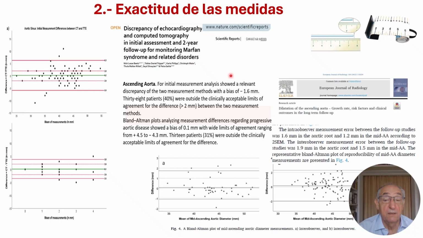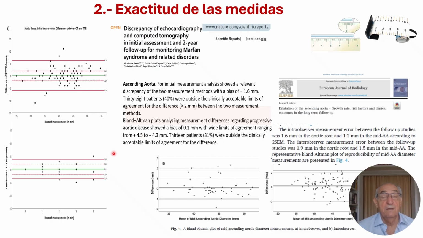We think we are really using a ruler, and this is more like a tape measure with the errors it can have. Observe the significant variability present between the measurements obtained by echo and CT scans. We can see variabilities that are very significant, which are usually greater than 2 millimeters, as can be seen here. In addition, we see a substantial variability range, from 4.5 down to 4.3. 31% of patients are actually outside the acceptable clinical parameters.